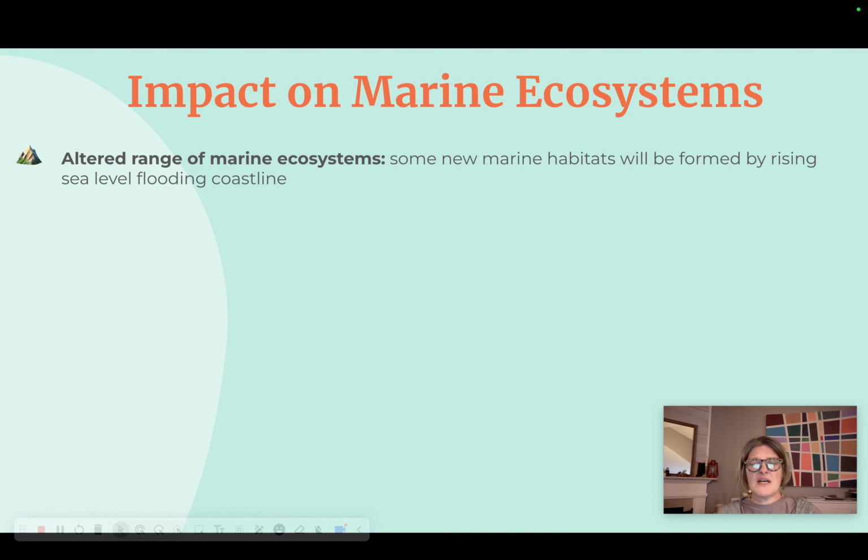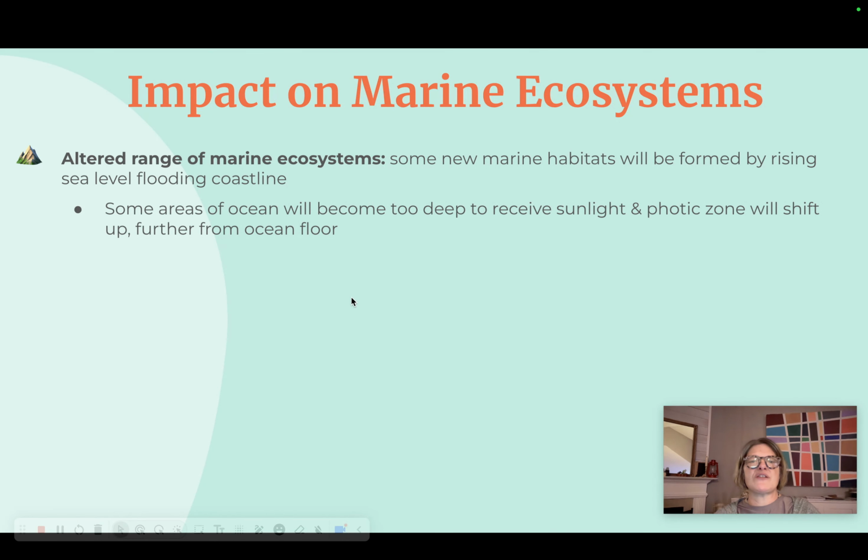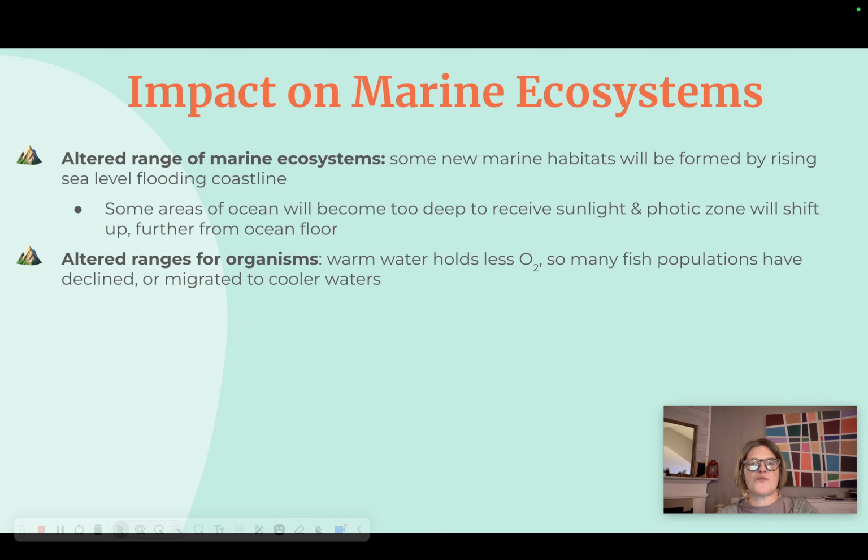Essentially, what is happening is that we're finding that the range of the marine ecosystems is being altered. It's changing, and some new marine habitats will form because of the sea level flooding along the coastline. It'll turn those areas that at one point were terrestrial into marine or aquatic ecosystems. Some areas of the ocean will change as well because now it'll be too deep to receive sunlight, and the photic zone will shift further from the ocean floor.